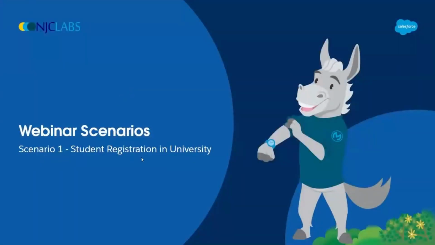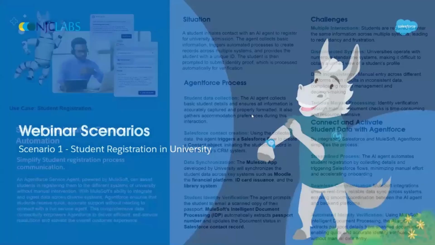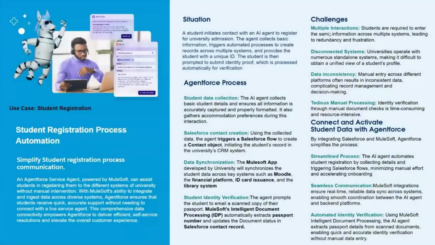So the first scenario is student registration in the university. The main challenges that we see and we try to solve is we have multiple interactions, right? The students are required to enter the same information across multiple systems. This is redundant and causes frustration, and it increases data inconsistencies in many systems, and these systems are disconnected.